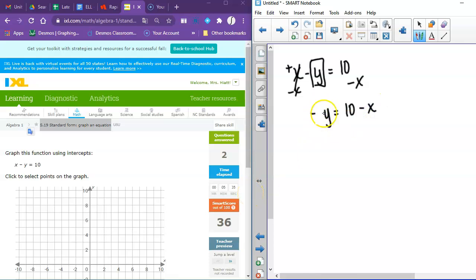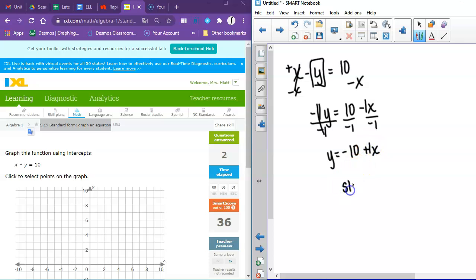And then this negative y is like having a negative 1 right there. So we can divide everything by negative 1. And if we do that, we're going to get negative 10. And then here, there's a negative 1 here. Negative 1 divided by negative 1 is positive 1. So you're just going to have a plus x right here. And if we want, we can write that 1 right there with it.